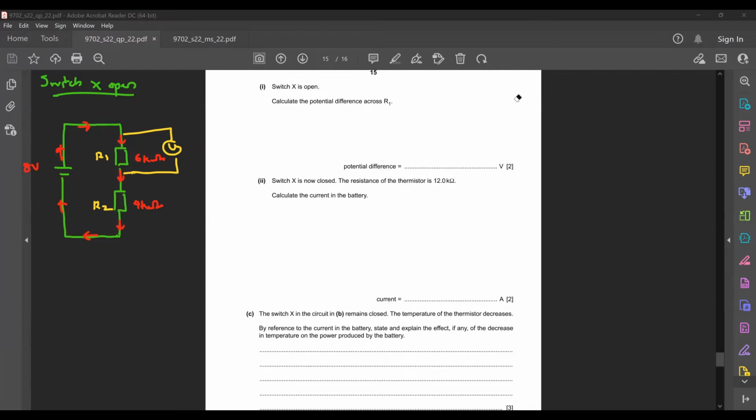So in your case, you can now say something like this. V is equal to R1 over R1 plus R2 times your V in. Your V in is actually the 8 volts. So your resistor values would be 6 over 6 plus 9 times 8.